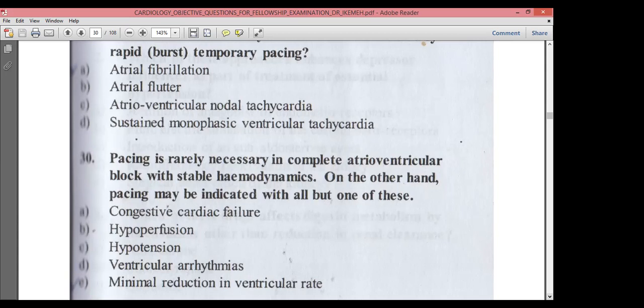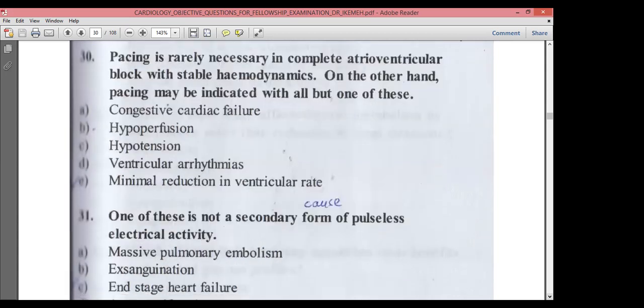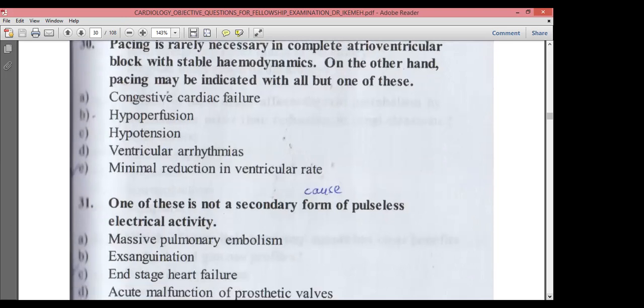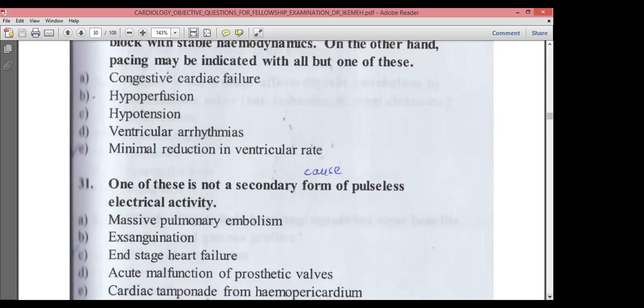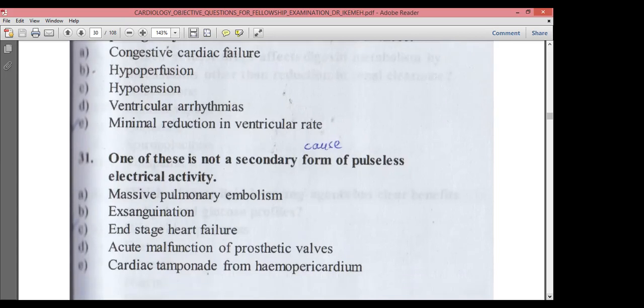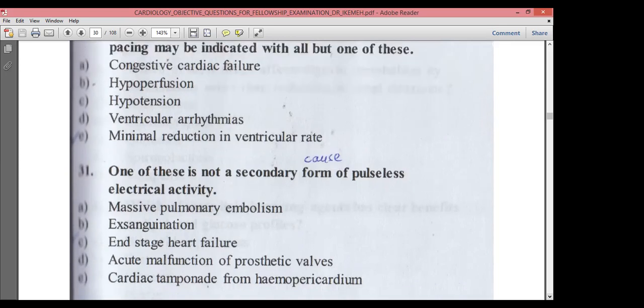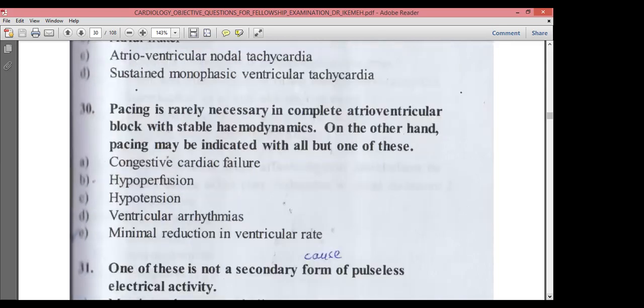Okay. Please, am I audible? Yes, you are audible. Chief Ukopia has said so, because like you said, any complete heart block, you have to pace. So what do they mean by minimal reduction in ventricular rate? What's the definition of minimal reduction? Because normally ventricular rate is already, most times, reduced. That's under normal condition, it should be around 40. So I don't understand.